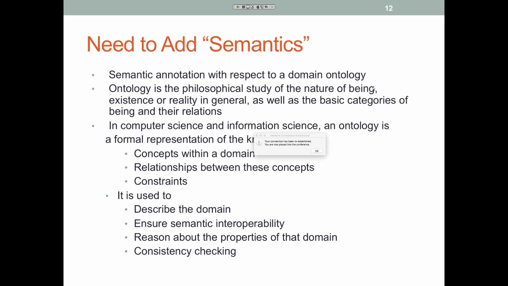we can formally define an ontology to describe a specific domain by defining the concepts within that domain, defining the relationships between these concepts, and also defining constraints. So with an ontology, we can ensure semantic interoperability across different websites or across different domains, and we can also do semantic reasoning to infer new knowledge based on what we have seen or what we have known, and we can also do consistency checking.